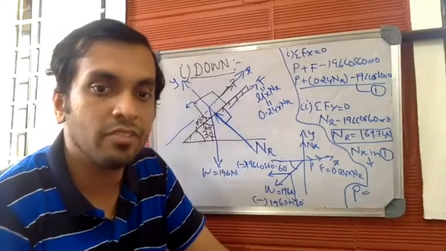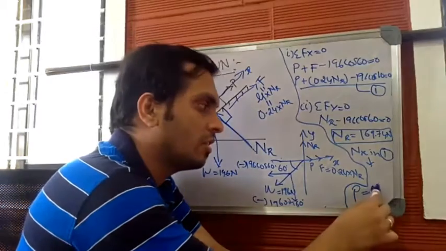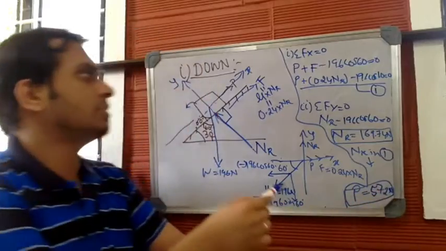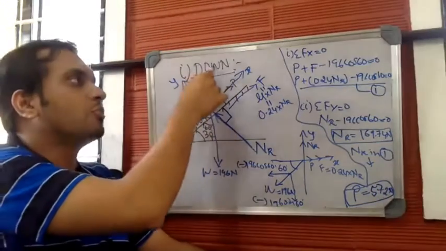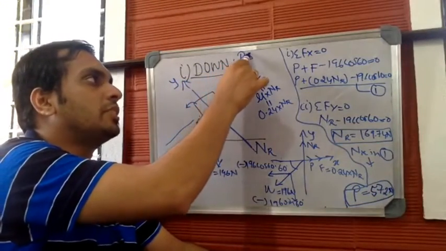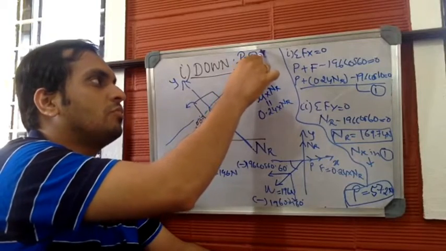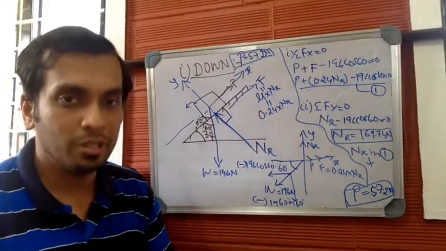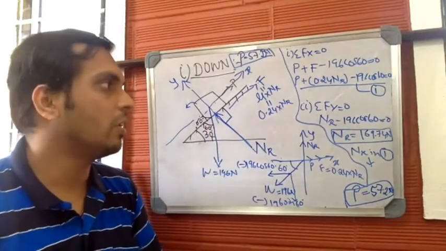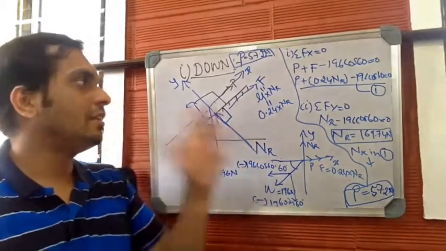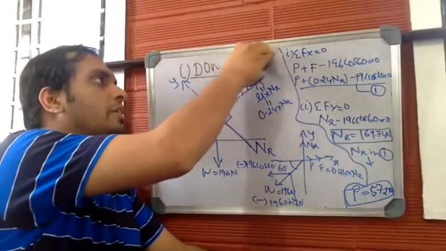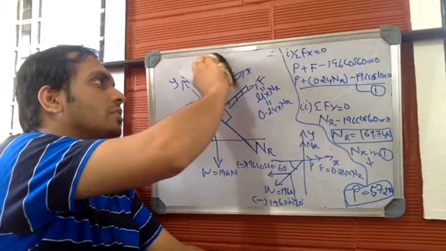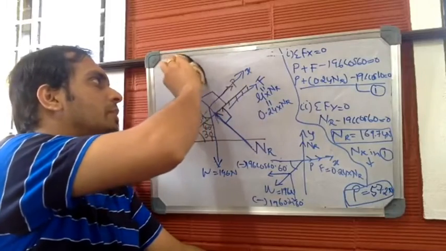Final answer as 57.26 newtons. This is the final answer required. So when the body moves down the plane, the value of P will be 57.26 newtons. This is the value of P when the body impends down the plane. We got the value of P. So similarly, we have to find the value of P when the body impends up the plane, which will be the second condition. Body impends up the plane.